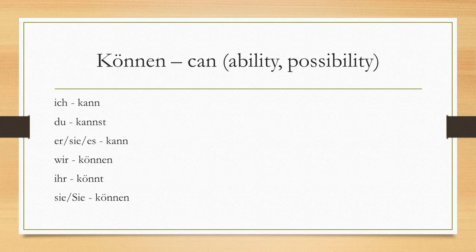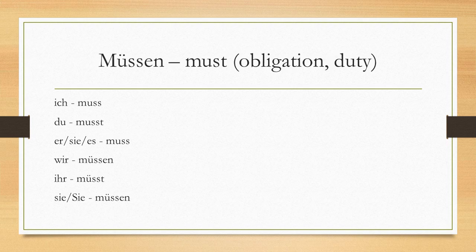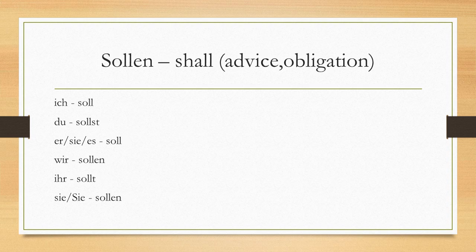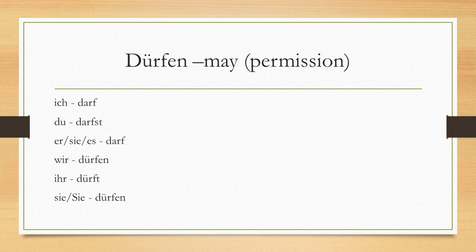Alright, können we mainly use to talk about ability and possibility. You must learn how it changes by heart because all modal verbs belong to the category of irregular verbs. The modal verb müssen is used when we talk about obligation and one's duty, and you also have to learn this modal verb by heart. Then sollen has the meaning of shall and should, and it's mainly used to talk about advice and obligation. Then dürfen is mainly used to talk about permission.